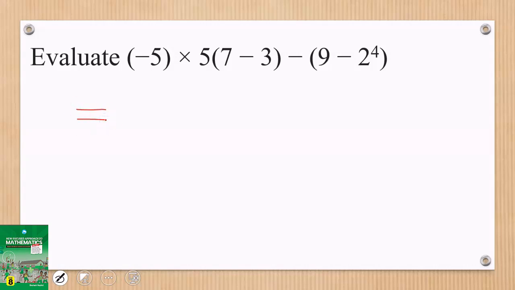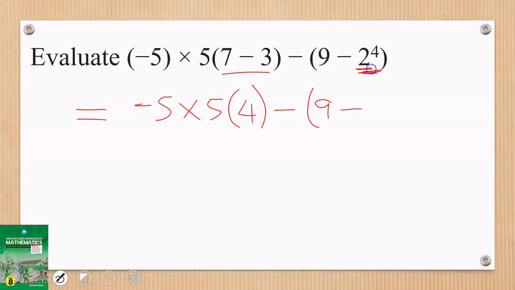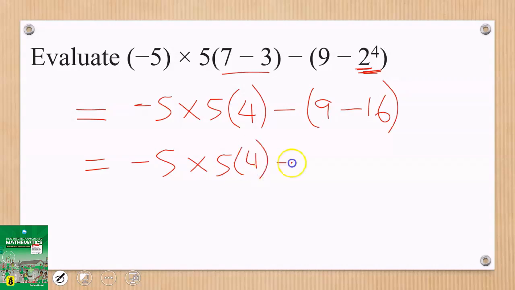And by the evaluation here, we see we have bracket and at the same time exponent. So we deal with the exponent first. So here we can say negative 5 times 5 into bracket. Now the bracket can be worked here as 4 minus into bracket. Here too we do 9 minus the exponent, which is 16. That is 2 times 2 times 2 times 2, 16. Then we still have bracket. So let me just do this minus. Now here the bracket we have 9 minus 16. So 9 minus 16, we know that is going to give us negative 7, right?